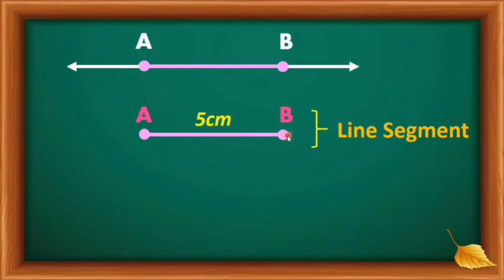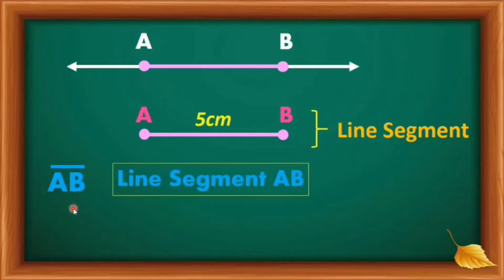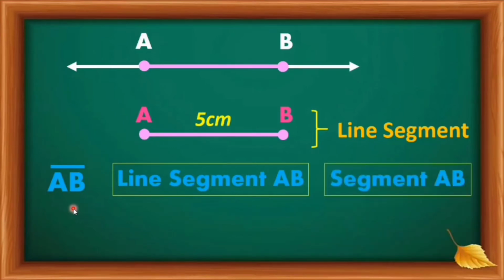Now the question is, how do we name this line segment? If it is denoted by two capital letters on its two endpoints, paano natin siya papangalanan? We can actually name this line segment as line segment A, B. Just like this one, capital letters A and B at merong symbol ng line segment above. Or we can read this one as line segment AB or simply segment AB.